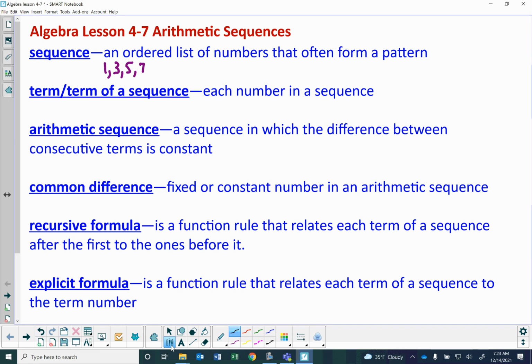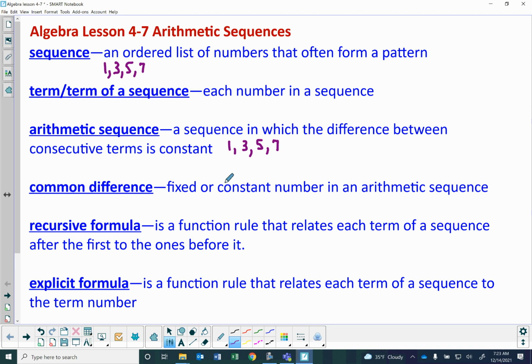A term of a sequence is each number in the sequence. So 3 is a term, 5 is a term, 7 is a term. An arithmetic sequence is a sequence in which the difference between consecutive terms is constant, like the sequence above. If I go from 1 to 3, we add 2. 3 to 5, you add 2. 5 to 7, you add 2. That's called your common difference, a fixed or constant number in an arithmetic sequence. The common difference in the sequence above is 2.